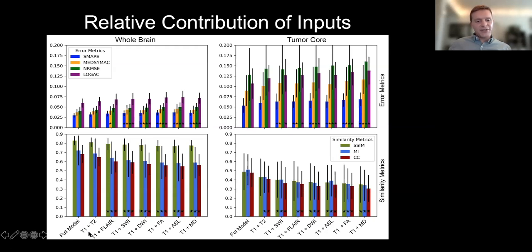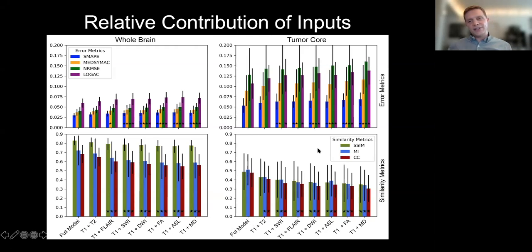And what we found was pretty interesting. Just T1 and T2 was enough to get a result that was statistically indistinguishable from our full model trained on all 8 sequences. Now that didn't pan out by all metrics. When we looked at the tumor core, here these stars are indicating that these 2 metrics, mutual information and cross correlation, were statistically worse for just T1 and T2. But the fact remains that T2 is the second most important behind just the regular T1, and it gives you a result that's very close to using all 8 sequences.